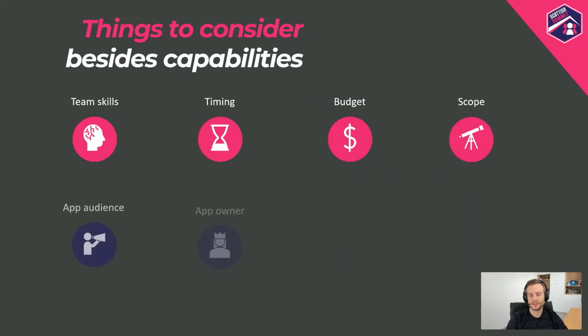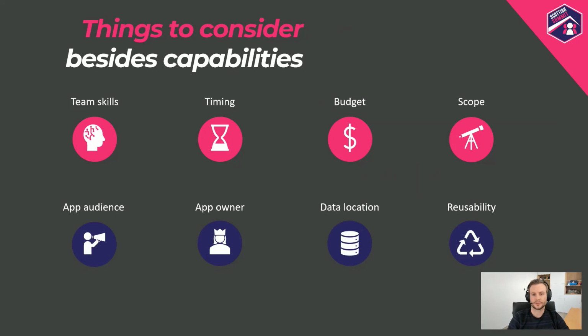Now, besides capabilities, there are other things to consider, of course. So you have to consider the skills of your team. If your team is well versed in custom development, but not necessarily in PowerApps or Power Automate, you probably are faster by letting them build applications from scratch. Of course, timing, budget, and scope are the classical things to consider.